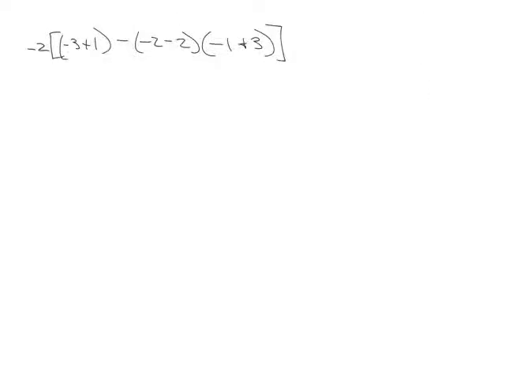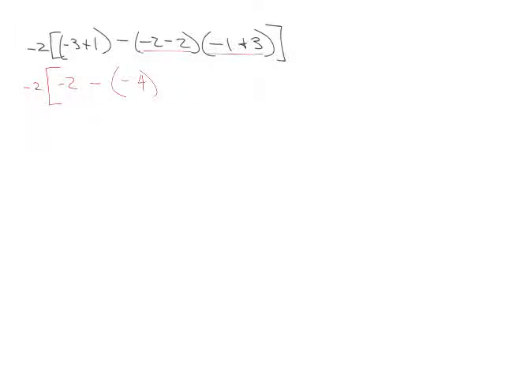So this one is number 20. We've got parentheses and braces, all kinds of things in here. So let's start with the innermost parentheses first. So we've got negative 2, and we'll do this one. Negative 3 plus 1 is negative 2, minus, we'll do what's in the parentheses here. Negative 2 minus 2 is negative 4.